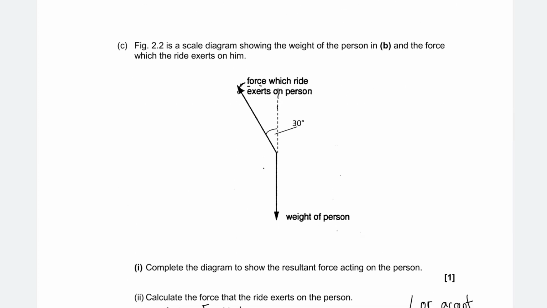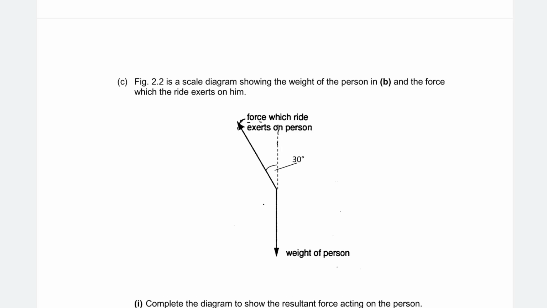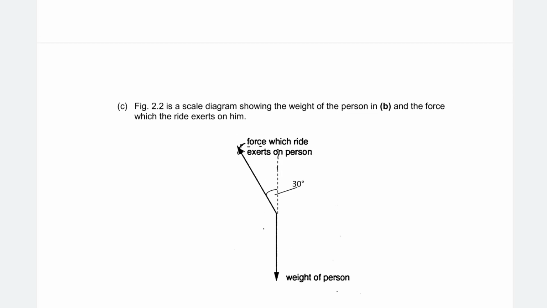This next one is really interesting. So we have a person which is on this ride, and what we need to look at is which way the resultant force is actually acting. So complete the diagram to show the resultant force. Well, the resultant force will always be towards the center of rotation, which will be along here.